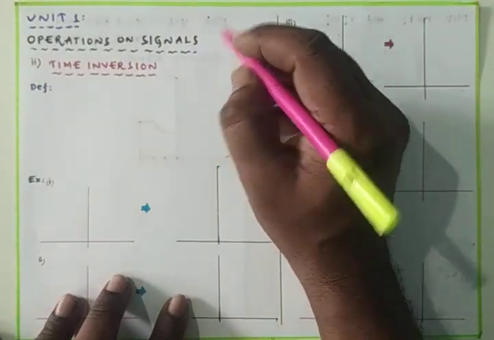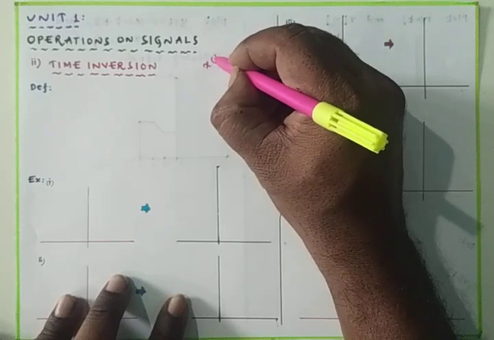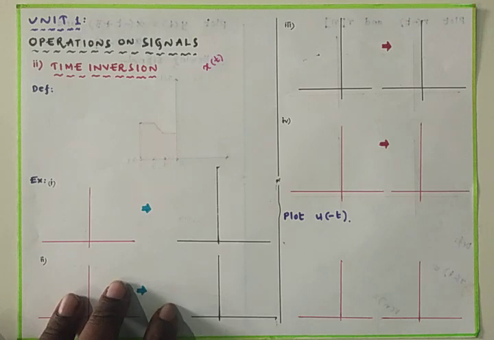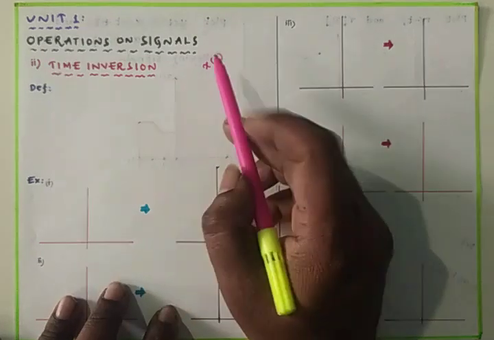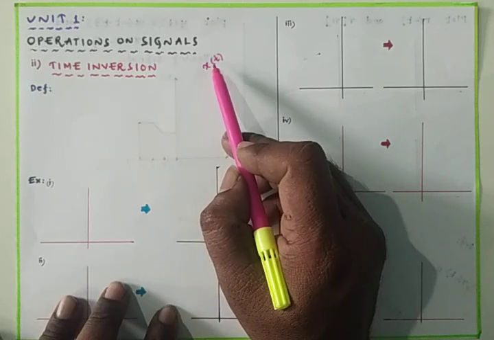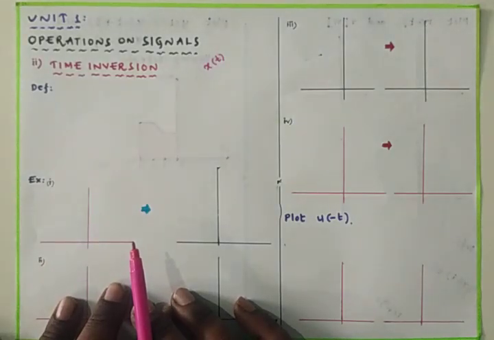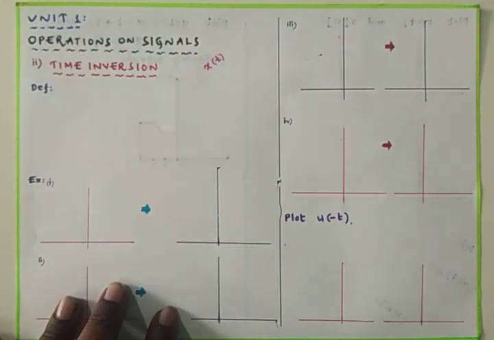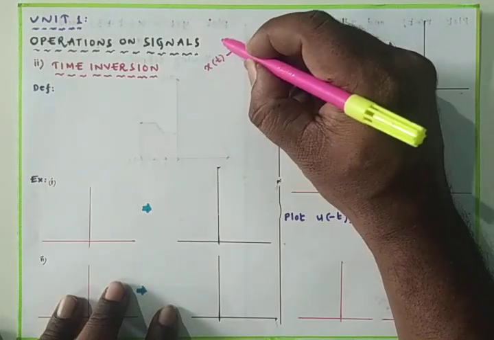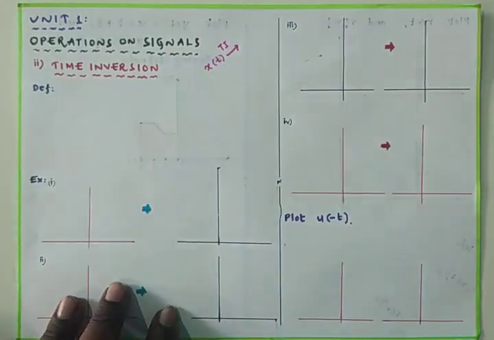I'll go with one example. This is x of t. X of t means it is a continuous time signal. We know that in x of t, t is an independent variable enclosed within parentheses, so it is a continuous time signal. A continuous time signal is one which has a value at every instant of time. On this signal we will be applying the time inversion operation, or the time reversal operation.